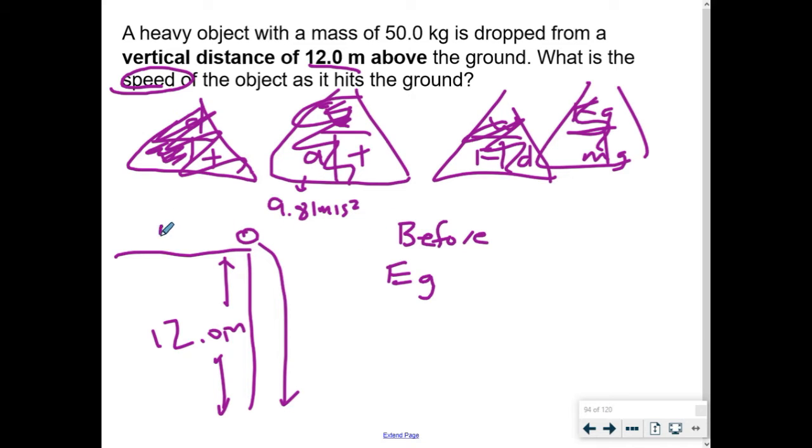At this particular moment right here, there's gravitational potential energy. But if we were considering whether there's kinetic energy, I'd say, well, no, there's not, because I didn't throw it, I just dropped it. So that's my before scenario.